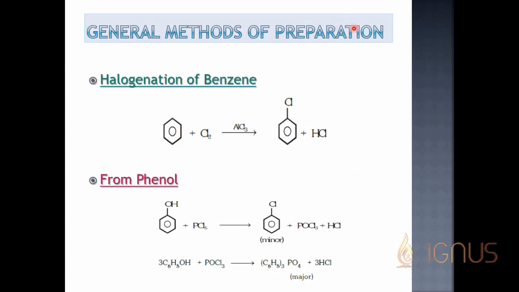General methods of preparation. First, from halogenation of the benzene. Here benzene is halogenated in presence of AlCl3 to give chlorobenzene. Next, from phenol. When we treat phenol with PCl5, you have studied already this reaction of alcohol with PCl5. This will apply to the phenol also. Phenol will react with the PCl5 to give chlorobenzene. Write down both these reactions. These 2 reactions are important.